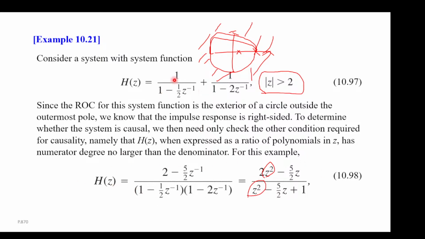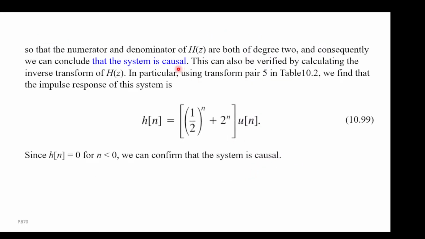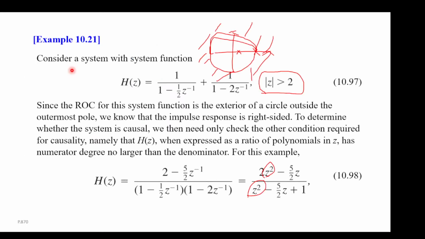Another way to check this is when you go to z equal to infinity, this becomes 0, this becomes 0, and then just 1 plus 1 equals 2. That's consistent with the checking here. At z equal to infinity, 2z squared over z squared is just 2. So we think this system is causal because it satisfies both conditions: the ROC is the exterior of a circle, and z equal to infinity is a finite value.